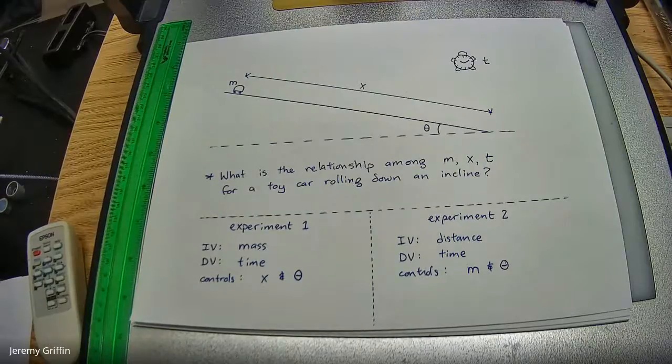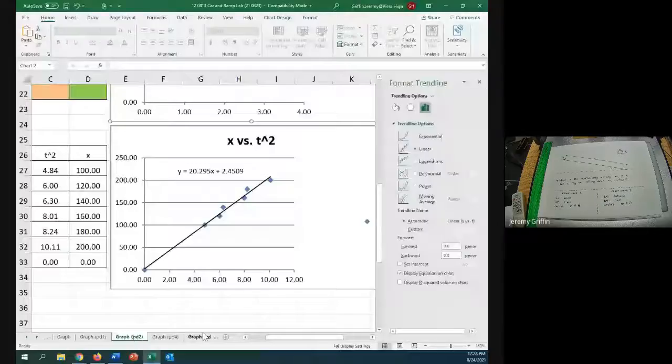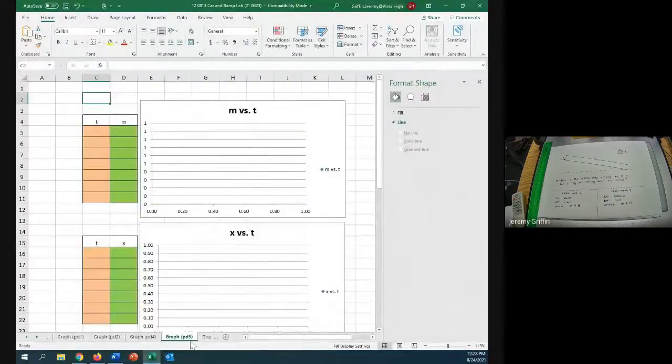Let me switch my screen over, present screen to share. Right. And you guys are period 5. Yeah, you got it. Okay.